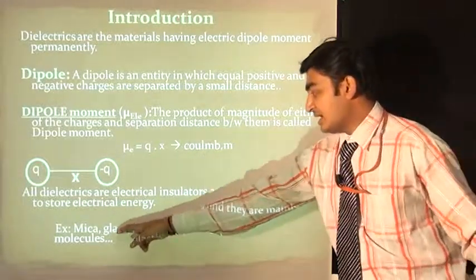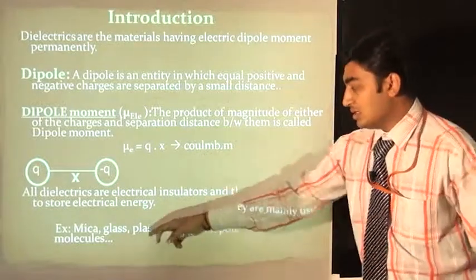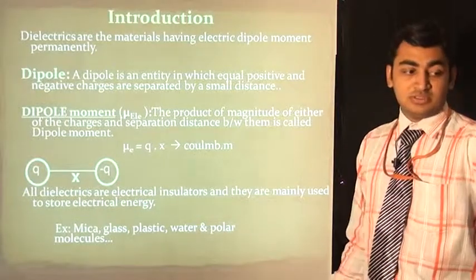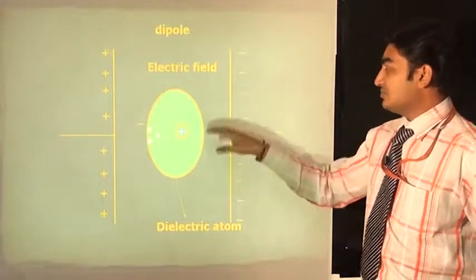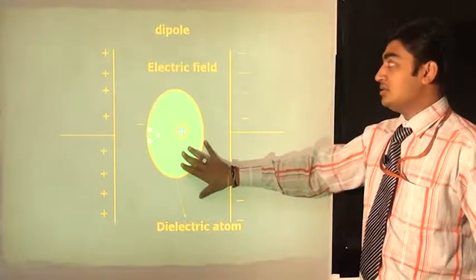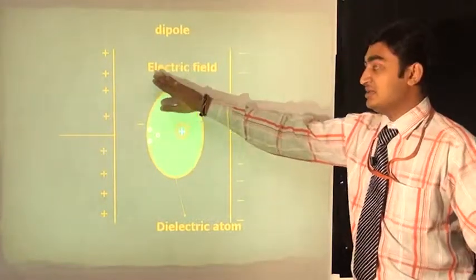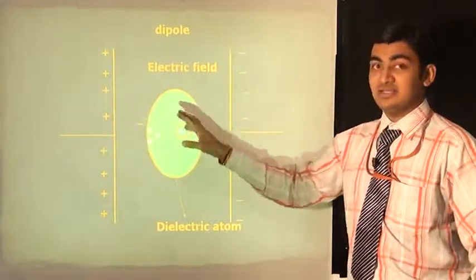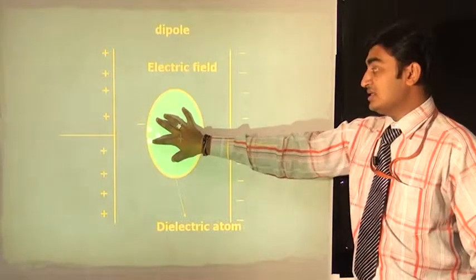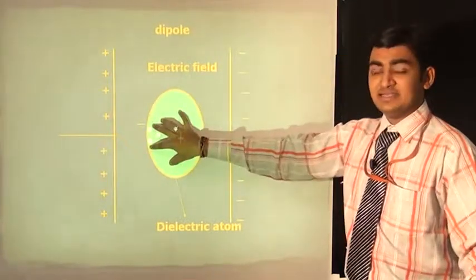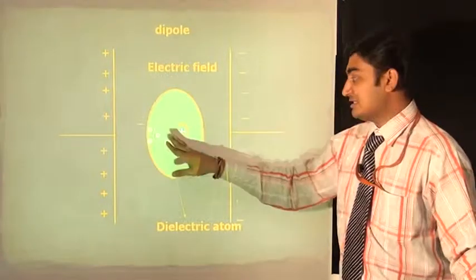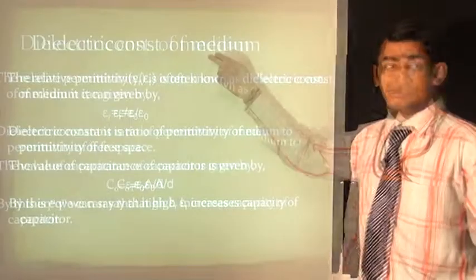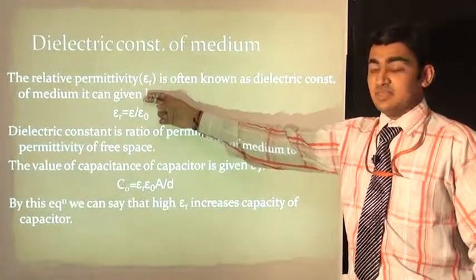Some materials, mica, glass, plastic, water, and polymer molecules, all are dipoles. This is the simple figure for dipole generation. When we apply an electric field to the two plates, one positive and the second negative, then the dielectric medium will separate into two poles. First pole is negative and second pole is positive, and there is a generation of dipole moment.